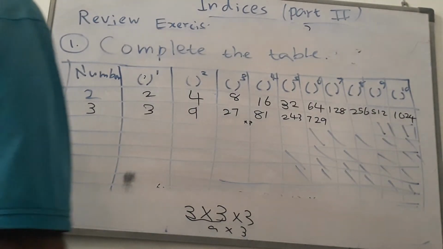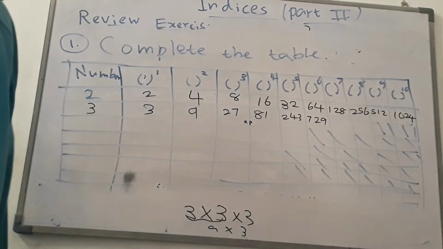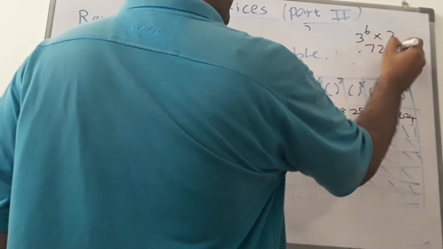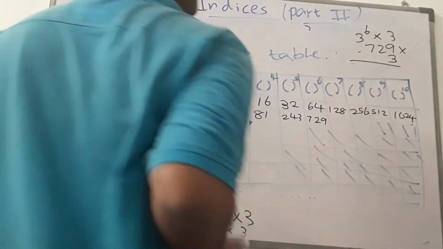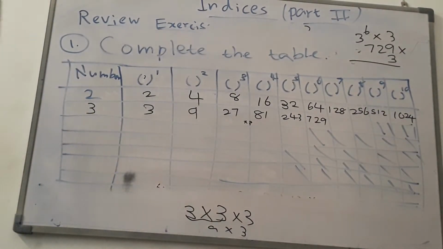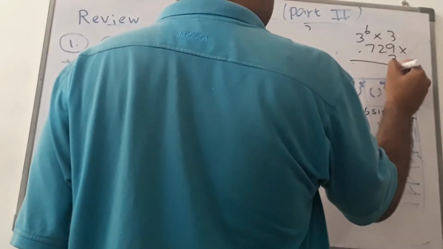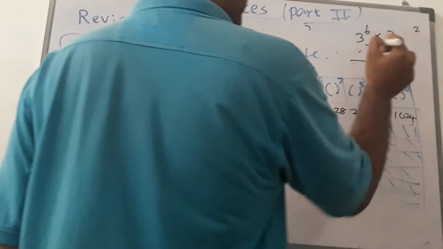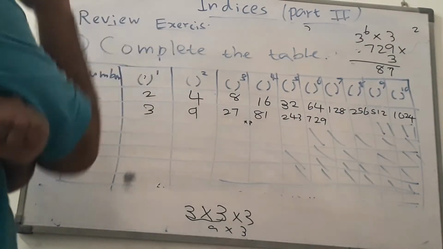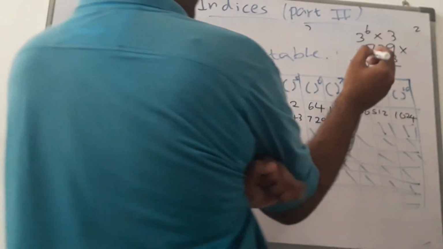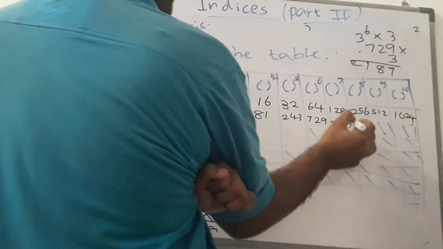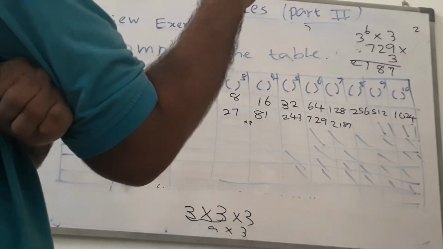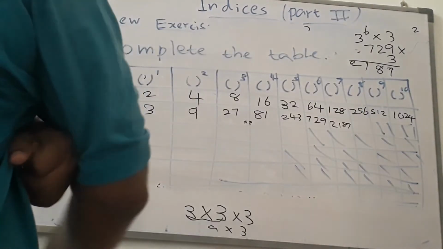Next is 3 to the power 7. 3 to the power 7 means 3 to the power 6 times 3. That means 729 by 3. Let us check and see. 3 times 9 is 27. 3 times 2 is 6, 6 and 2, 8. 3 times 7 means 21. So it will be 2187.